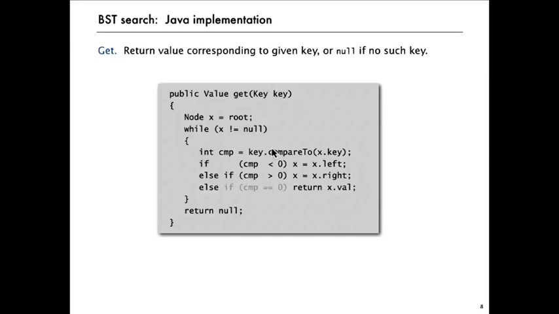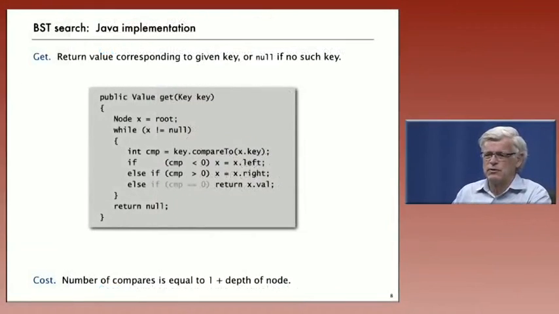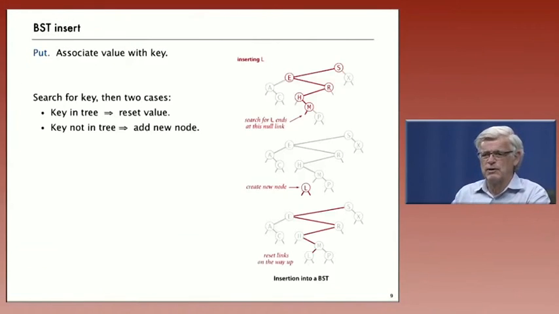If we get to the bottom and our current node is null, and that's falling off the bottom of the tree, we return null. And that's equivalent to saying by our convention that that key is not in our data structure, or not in our symbol table. So that's a very straightforward implementation of the get operation for symbol tables with a binary search tree representation. Now what's the cost? Well, we went down a path in the tree, so it's 1 plus the depth of the node in the tree.